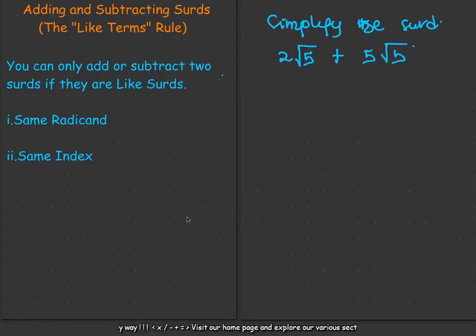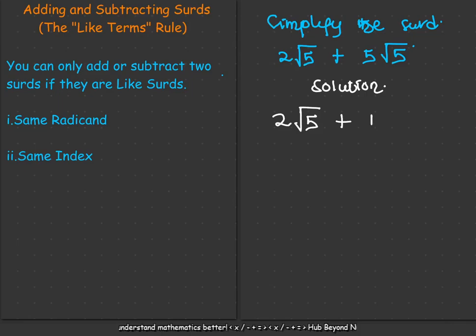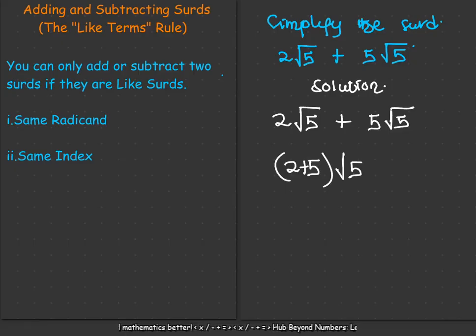So we have our first question here, which says we have to simplify 2 root 5 plus 5 root 5. So our solution. Now, as you can see here, both terms already have the same radicand. That is 2 root 5 plus 5 root 5. So since they all have the same radicand, what we actually do is we just add the coefficients. You see, so we have 2 plus 5 in a bracket, then root 5.